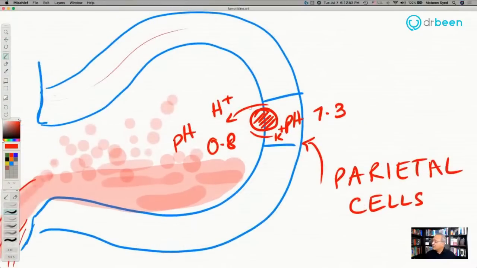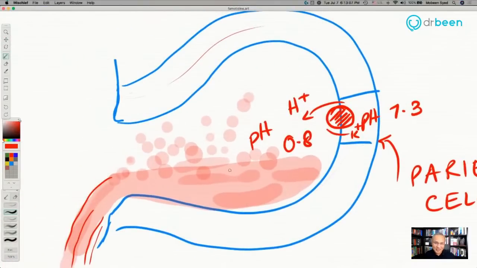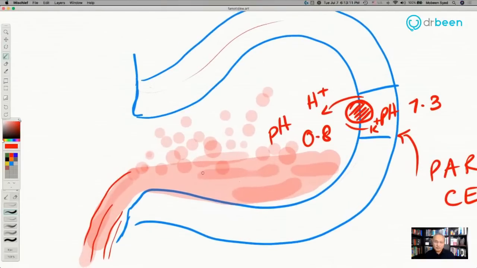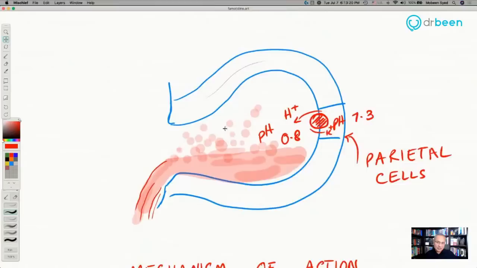However, they can release so many hydrogen ions that the area where they throw those hydrogen ions, the pH over there drops down to 0.8. Very acidic, very acidic. So this lava, if I can call this lava, is then released from these glands into the stomach, and that is when it helps digest the food. So parietal cells are, of course, very, very important.